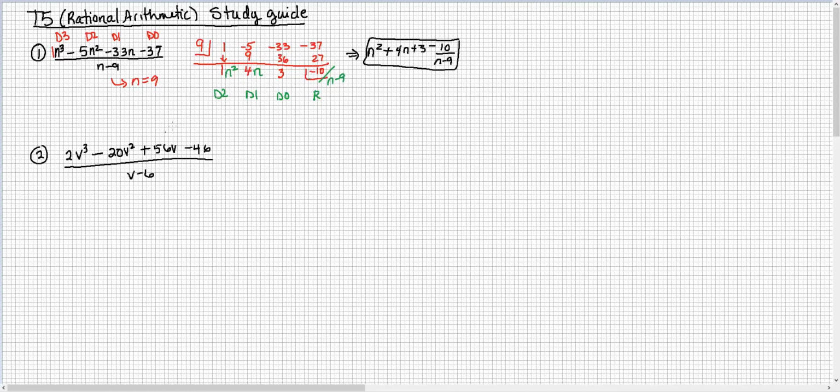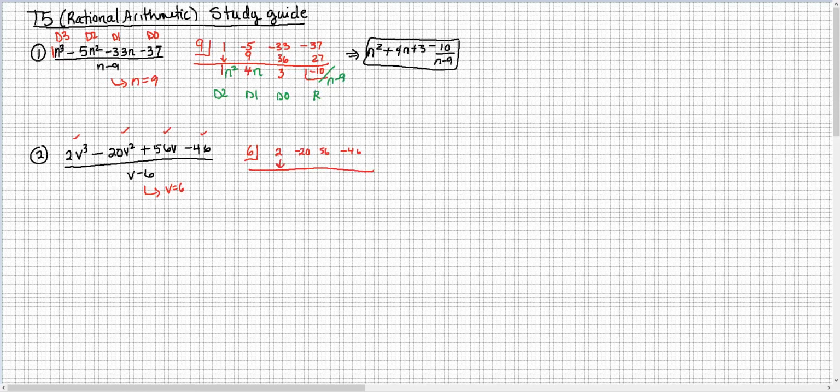All right, problem number 2 is also synthetic division. So we need to find the root. v equals 6, and then degree 3, degree 2, degree 1, degree 0. All of the degrees are present. So now you grab your coefficients: a 2, a negative 20, a 56, a negative 46.